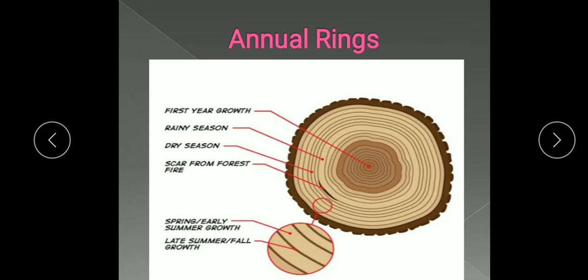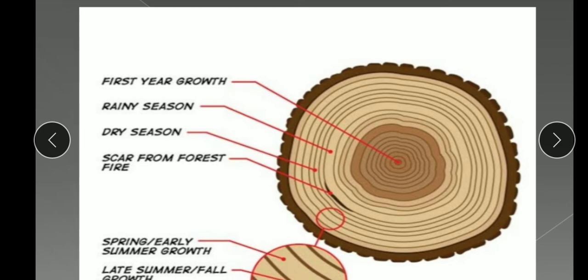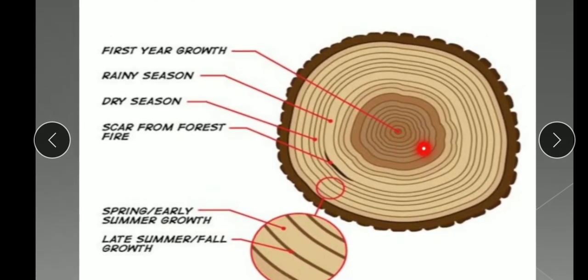Now one more topic we will study, that is annual rings. What are the annual rings? As you know, the secondary xylem or the wood forms year after year and appears in the form of rings in transverse section of the trunk. You see this is the transverse section of the trunk, and you can see there are many rings present in it, and each ring represents the total development of wood during all seasons of the year, and each ring is commonly called an annual ring.